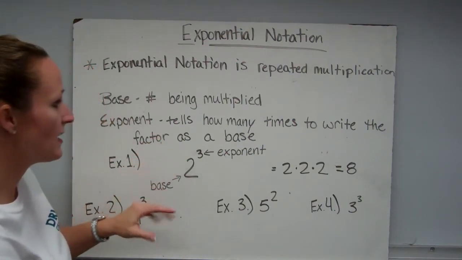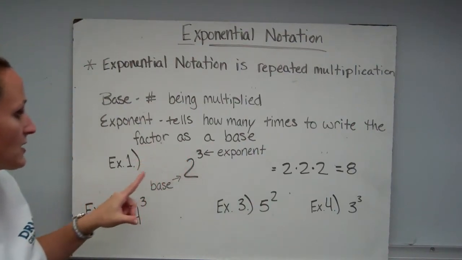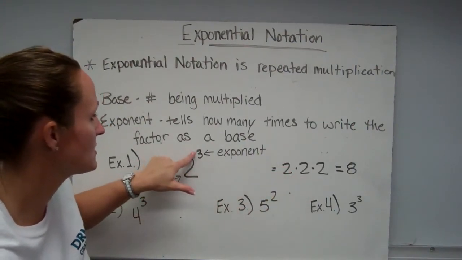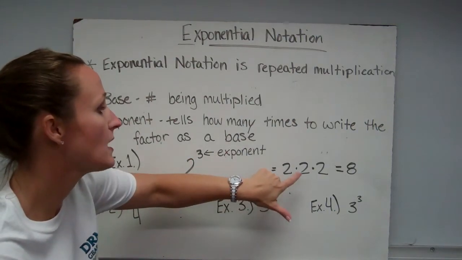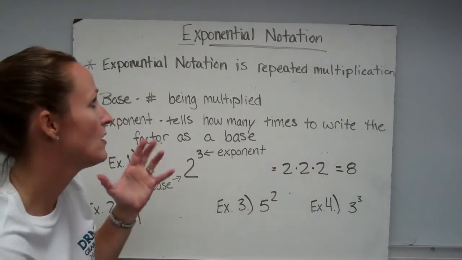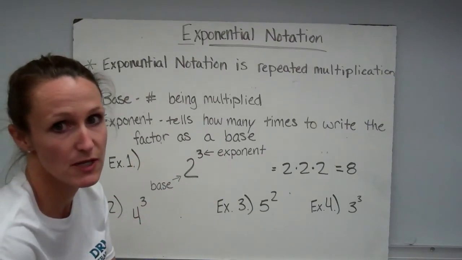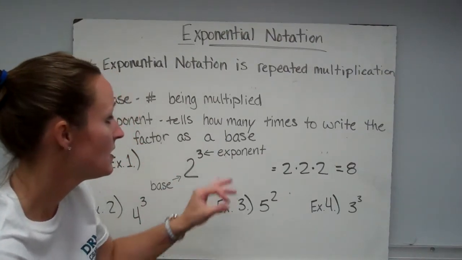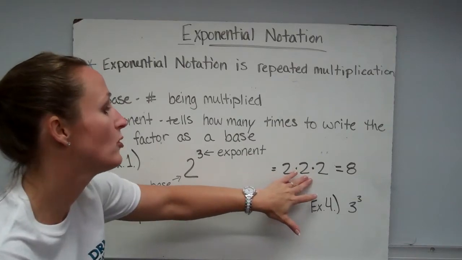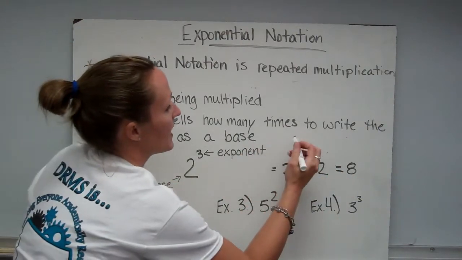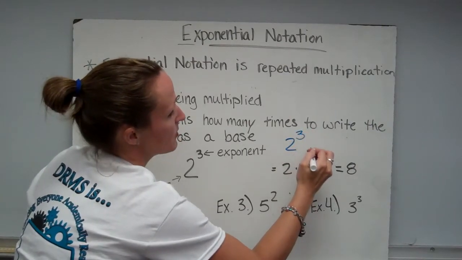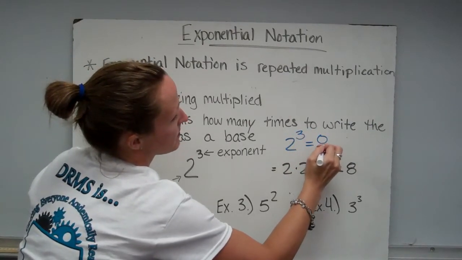So what do I mean by that? 2 being our factor, the exponent tells us to write it 3 times, which again, 3 we call cubed. We would say 2 times 2 times 2. That's exponential notation. Now we can simplify it, and we know that 2 times 2 is 4, times another 2, we get 8. So we could say that 2 to the third power equals 8.